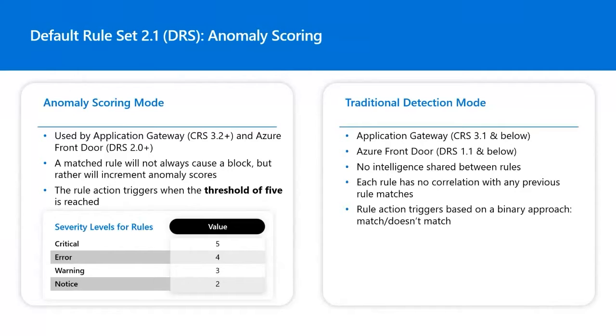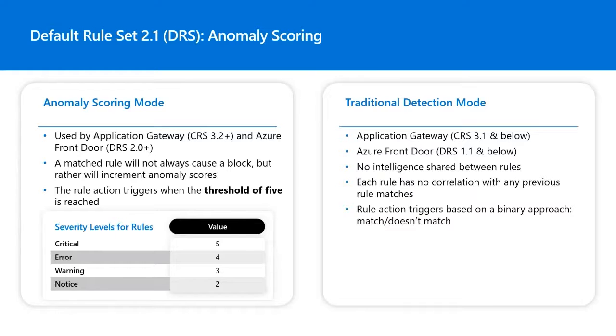So now let's talk about anomaly scoring. We originally had anomaly scoring and then traditional detection mode. Traditional detection mode was the default behavior before then, and was the default for Azure WAF. It operates on a binary system. Each rule is independent with no shared intelligence between them, and when a rule is triggered, it executes specified actions, whether disruptive or logging. This mode, while straightforward, can be laborious to tune, as it requires numerous iterations of the same request to ensure that all false positives have been addressed.